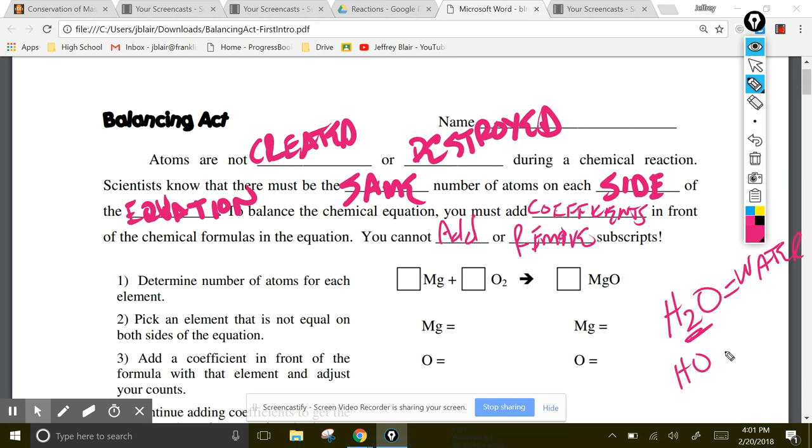That is not water. Or what if we change it to H2O2? That is hydrogen peroxide. This is something called hydroxide. These are different compounds. If you change the subscripts, you change the substance, so you cannot add or remove subscripts. The way to get more of something is to put a coefficient in front of the entire substance.